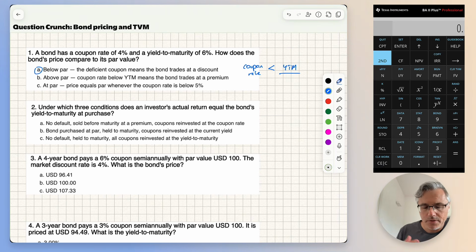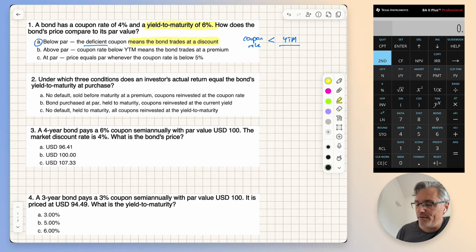The bond will be priced below par because the deficiency in the coupon not being enough to meet the investor's requirements, which is a full 6%, will be compensated for by a lower bond price, the discount. That's how the investors will arrive at their required yield, even when the coupon is not sufficient.